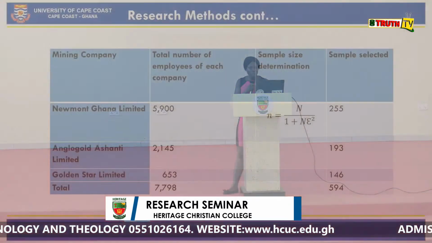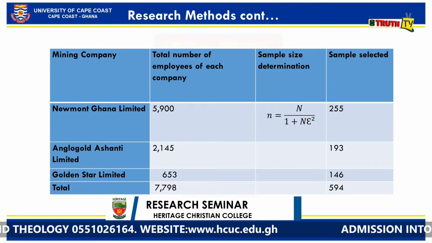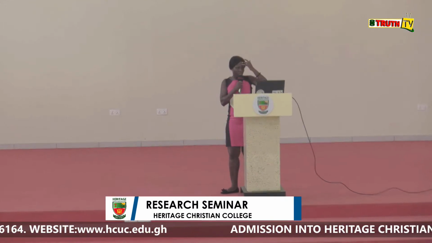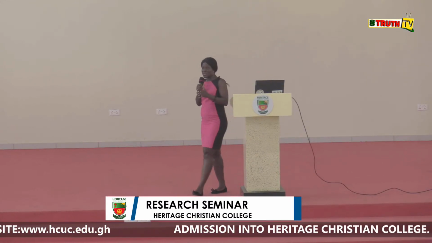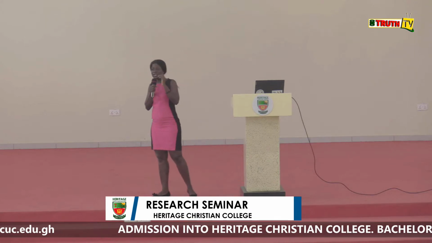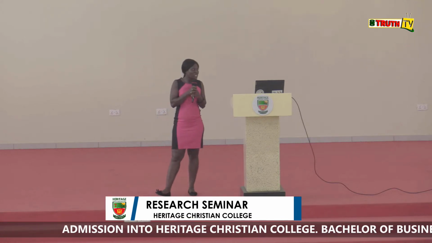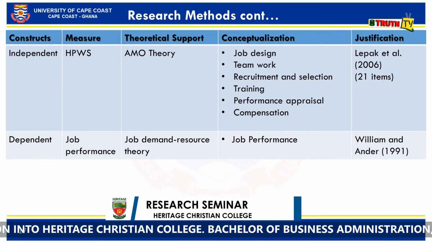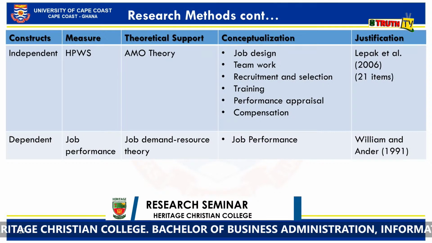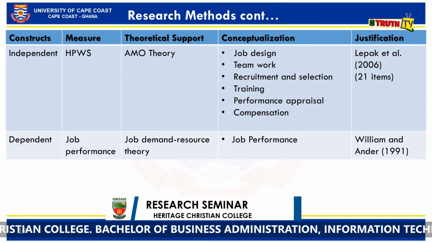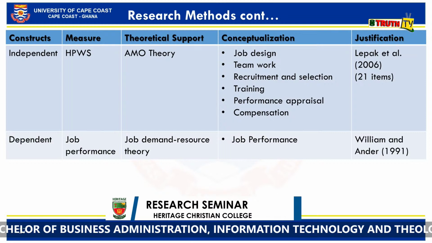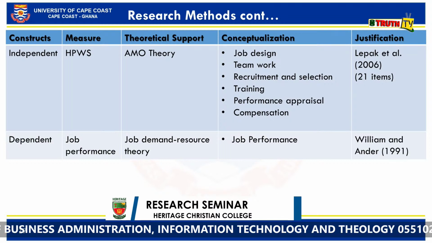Okay. For the instruments, I adopted an instrument from Lepak et al., 2006. The items for the high performance work system, the questionnaire had 21 items and was made up of job design, teamwork, recruitment and selection, training, performance appraisal, and compensation. For the job performance, I adopted Williams and Anderson, 1991.